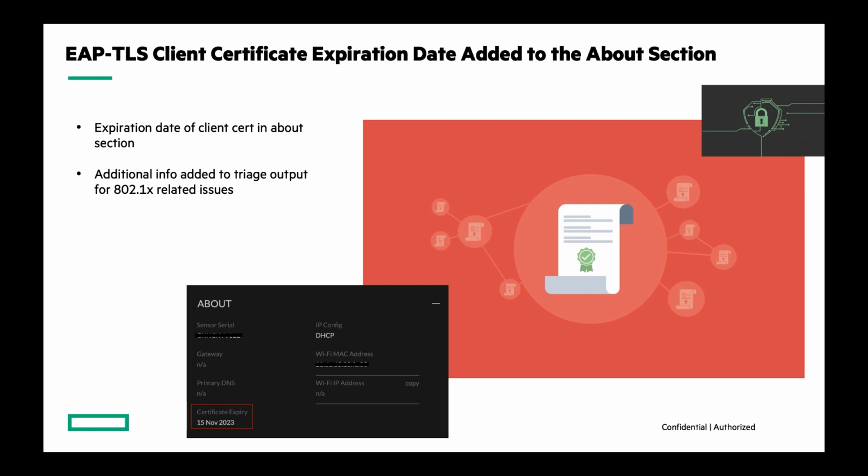So starting from the first one, we have added client certificate expiration date for EAP-TLS based authentication in the sensor about page. Not only that, you can see the additional information in the issue triage as well, like client server CA and the server CA certificate info as well.